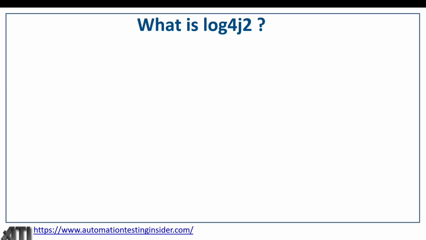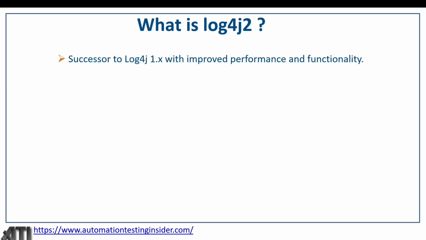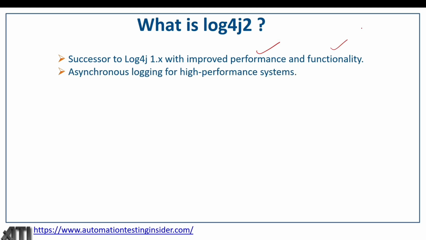What is Log4j 2 now? This is the successor of Log4j 1 with improved performance and functionality, including asynchronous logging for high-performance systems. So performance is better in this Log4j because of the asynchronous nature.